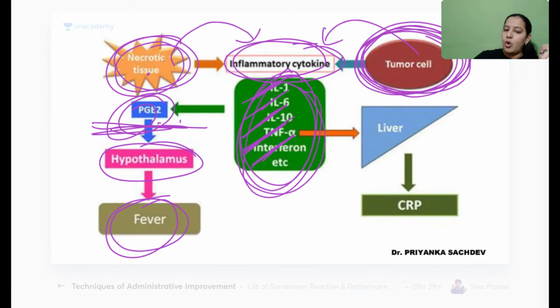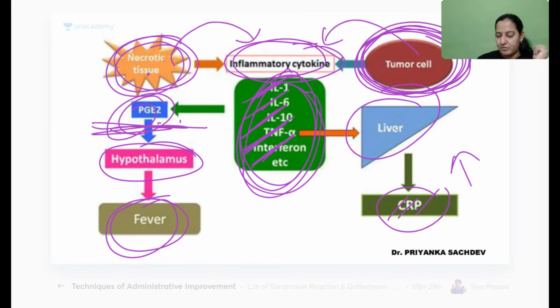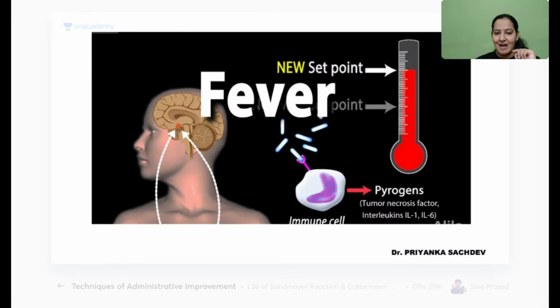And these cytokines also go to the liver via blood, and liver will secrete C-reactive protein that will also elevate the temperature of the body. So these two are the mechanism for fever. Have you got it? So central to this is prostaglandin E2, on which any time a new MCQ can be framed and it can come in your exam. So prostaglandin E2 is causing fever. Done. Have you got it?